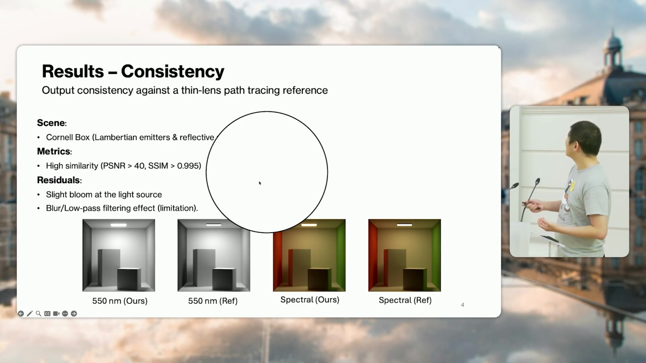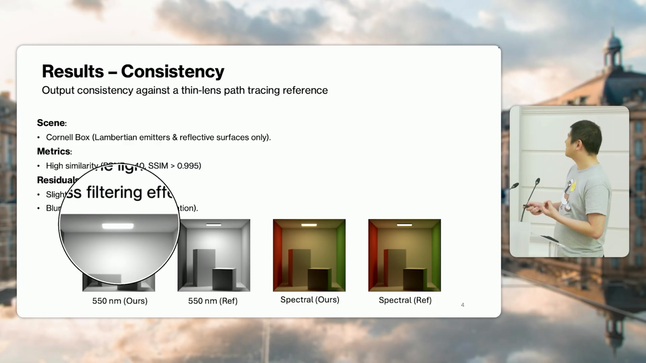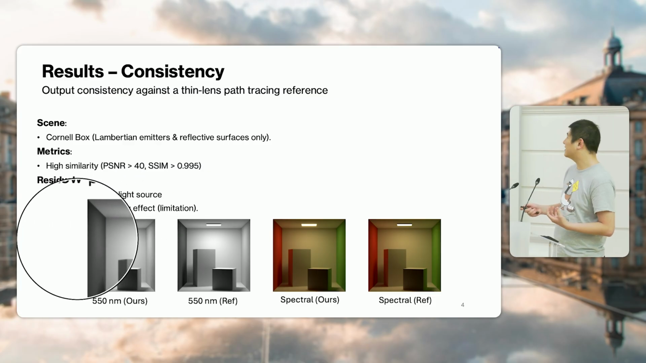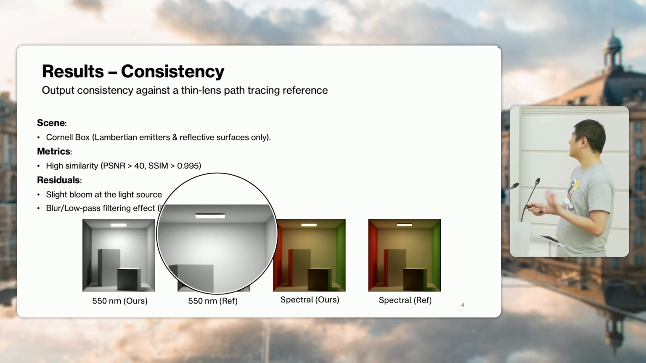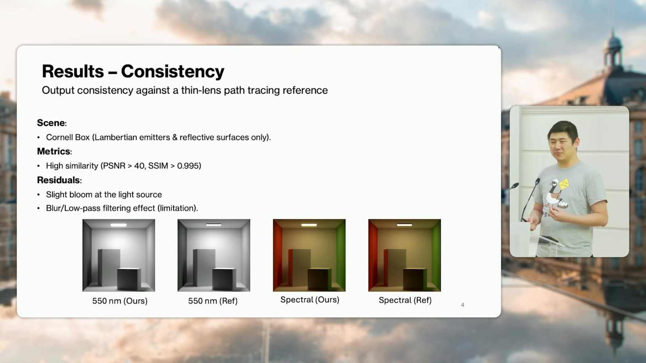We can see that on the light source, in our result, we see some kind of blurring effect, but for the path tracing, it's not that significant. And also, there is some kind of blurring effect if you take a close look, and this is one of our limitations. I will go back to this later.